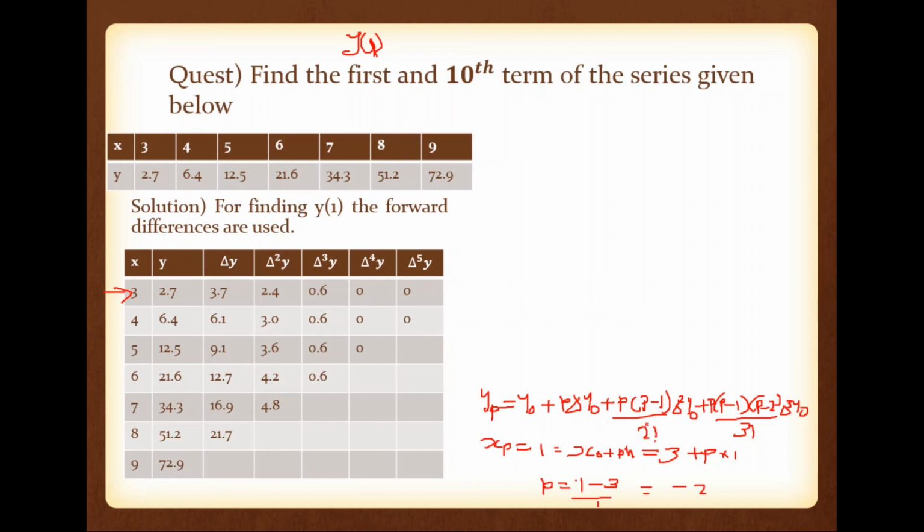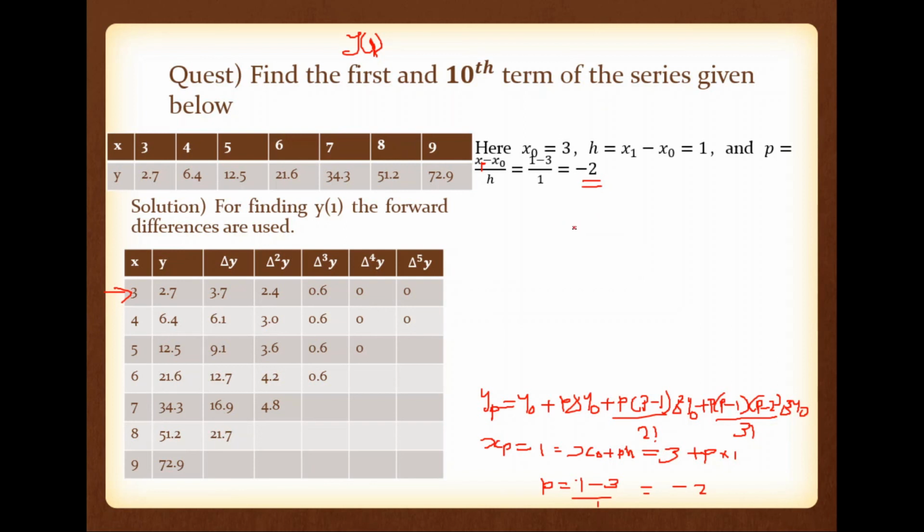Okay. So we have x0 equal to 3 here. Now h is equal to x1 minus x0, that is 4 minus 3 equal to 1. We already discussed that. So now what about p? p equal to xp minus x0 divided by h, where xp is equal to 1, so 1 minus 3 divided by 1. So we have minus 2. So p is equal to minus 2.